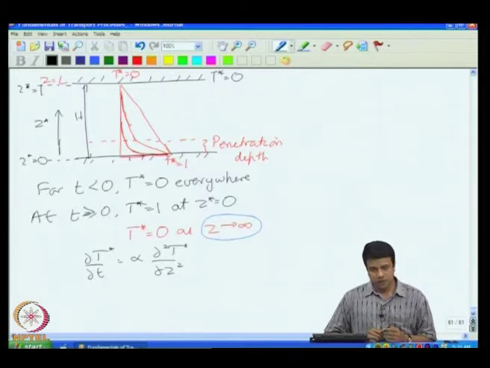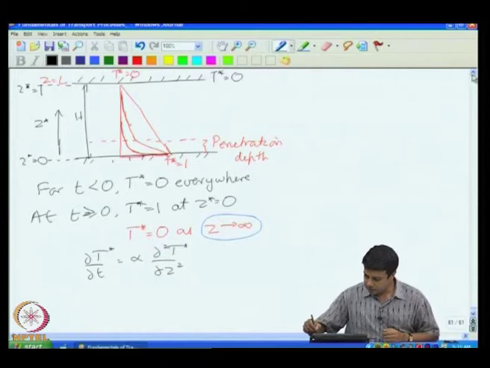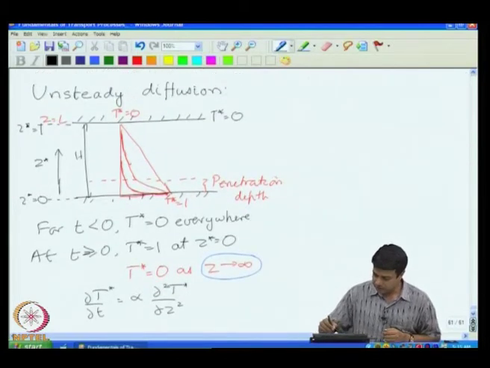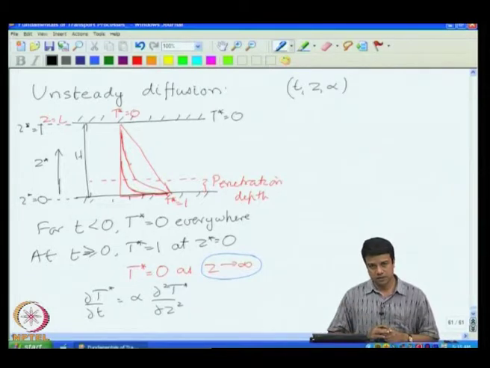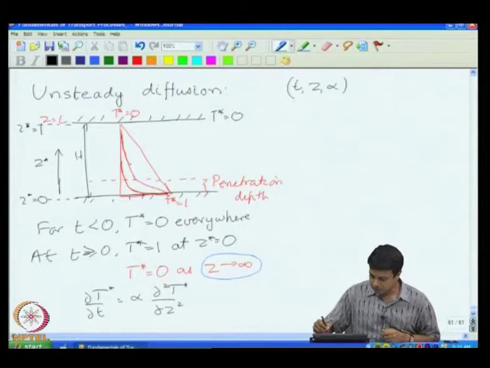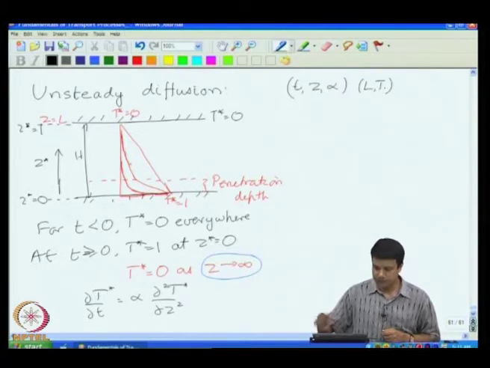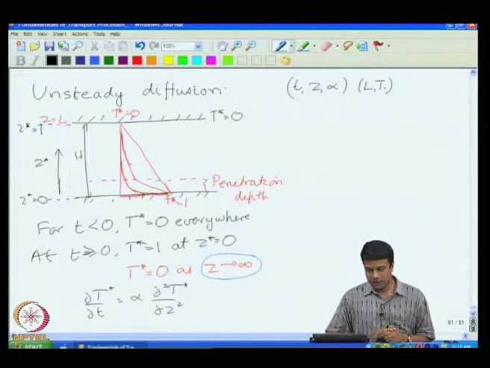Now, the answer to this problem is as follows. I have three variables, t, z, alpha, which have dimensions, and there are only two dimensions that they can depend upon. They do not depend upon mass, they depend only upon length and time. Therefore, from these three coordinates I can get only one dimensionless group.